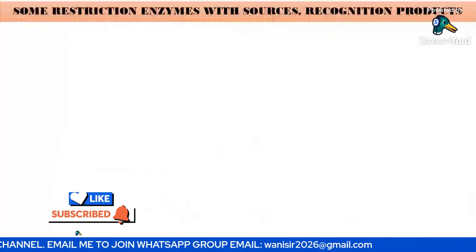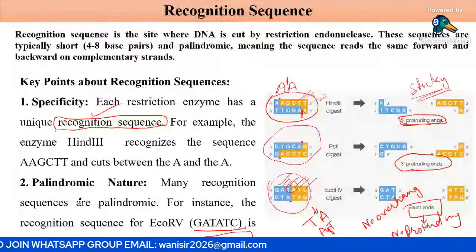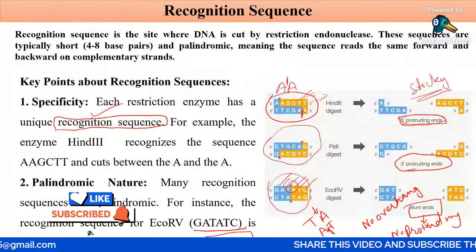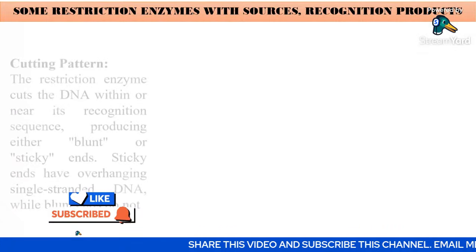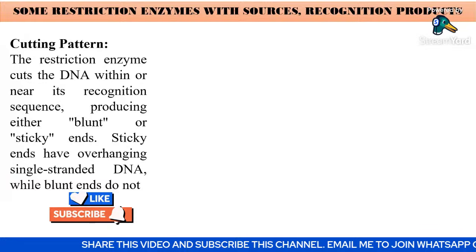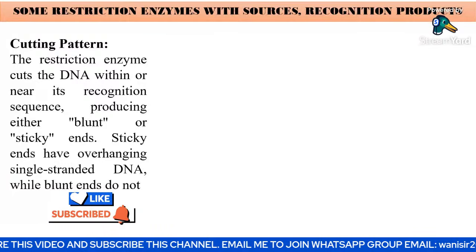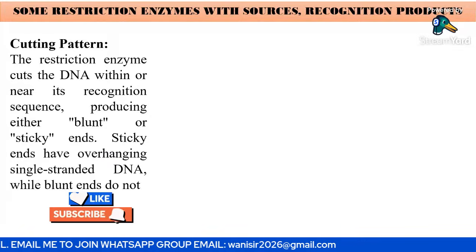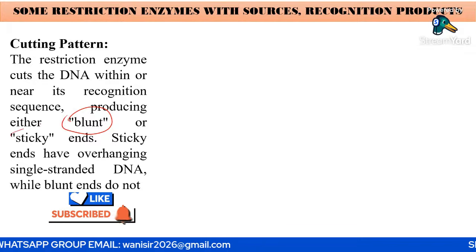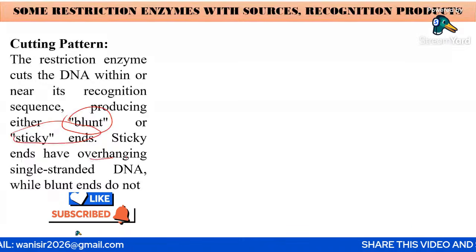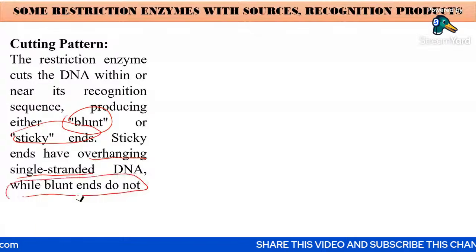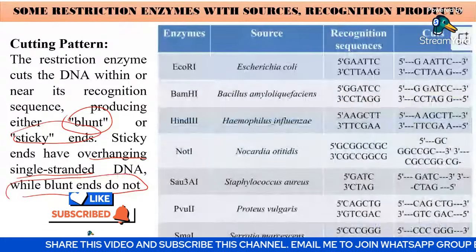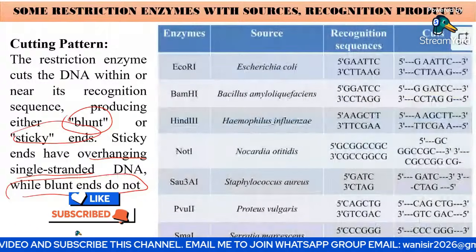So we have understood the key points about recognition sequence: one is specificity and another is palindromic nature. Now another is cutting pattern. I have also explained in the first slide what a cutting pattern is. Restriction enzymes cut the recognition sites either in blunt form, or they can produce sticky ends. Sticky ends have overhanging single stranded DNA, while blunt ends do not. So these are the different restriction endonucleases, and this explains the type of cuts they make.